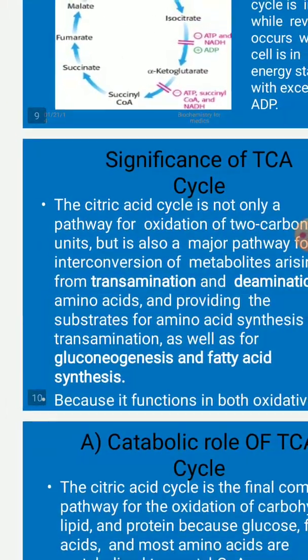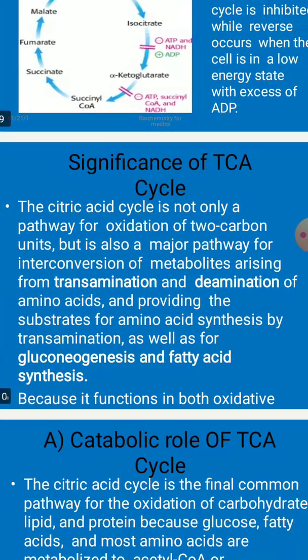So coming to the significance of this TCA, how it plays a very important role, and how it acts as a substrate molecule, or how any of the intermediates of TCA are involved in the synthesis of other molecules. This citric acid cycle is not only a pathway for the oxidation of 2-carbon units, but is also a major pathway for the interconversion of metabolites arising from transamination reactions as well as deaminations of amino acids, as we have discussed earlier.